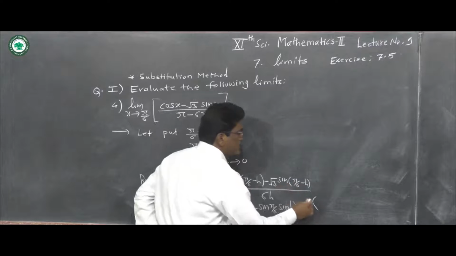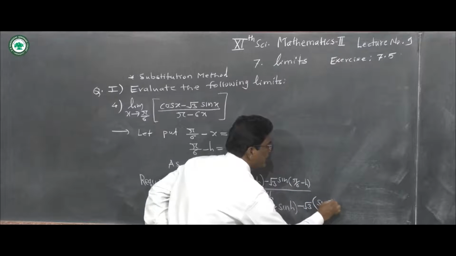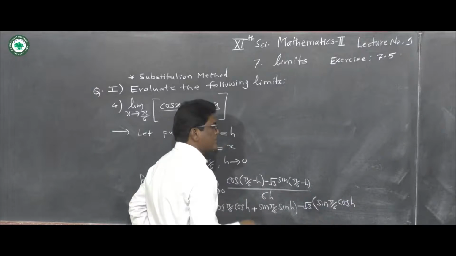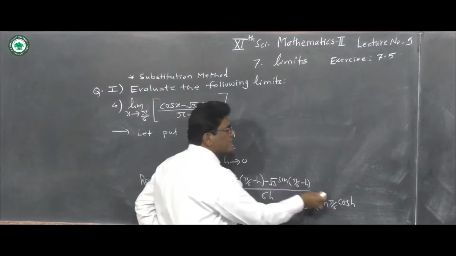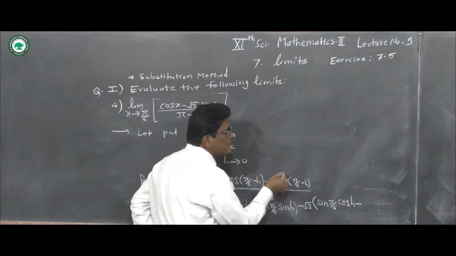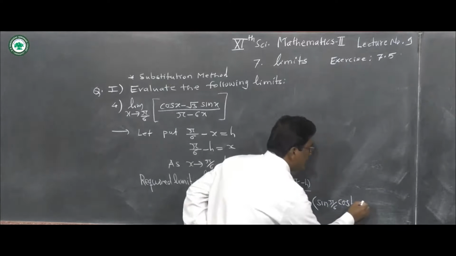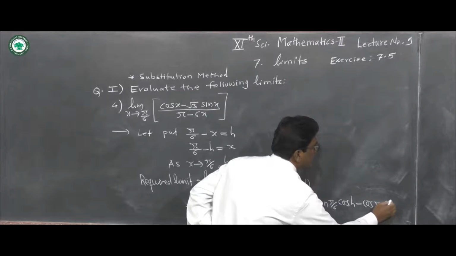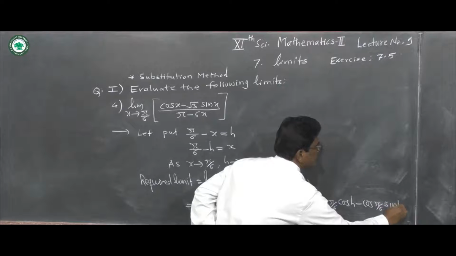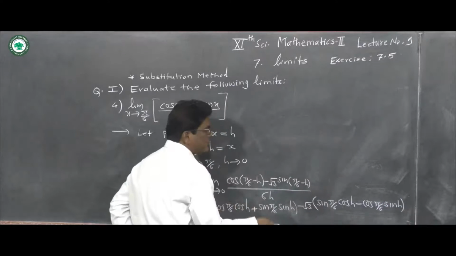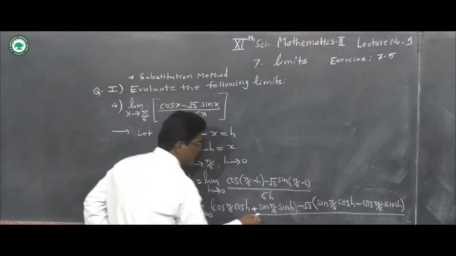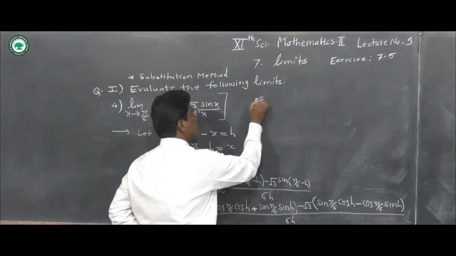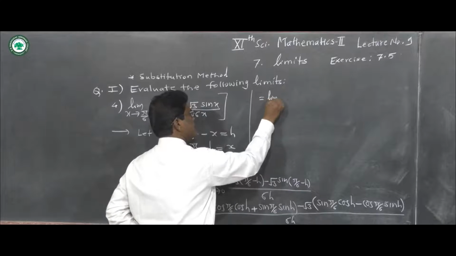Now sin of A minus B is equal to sin A into cos B. B means here H, sin A cos B, here minus sign because sin has the same sign, and then cos of A, here pi by 6 into sin of H, and whole divided by 6H. Okay. So it is equal to limit as H tends to 0.